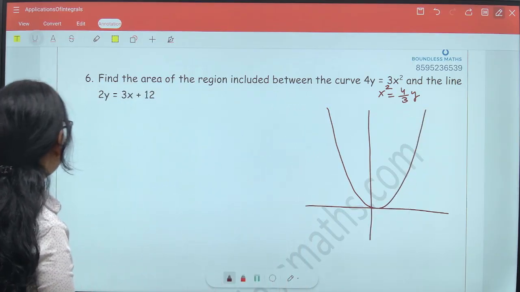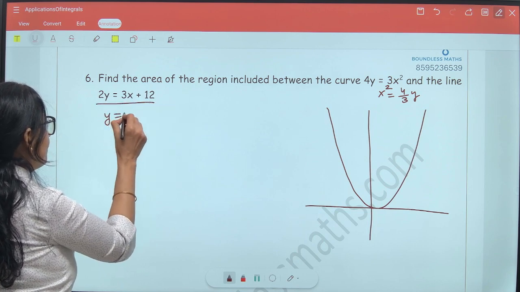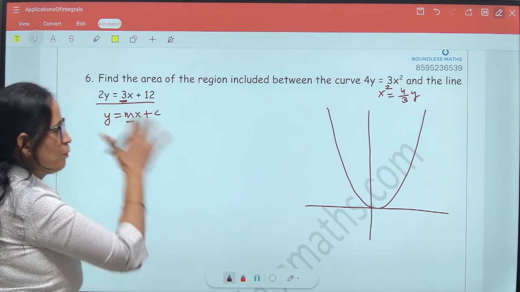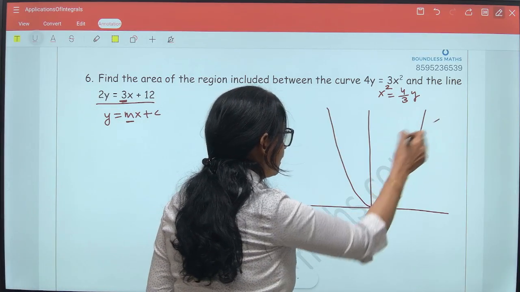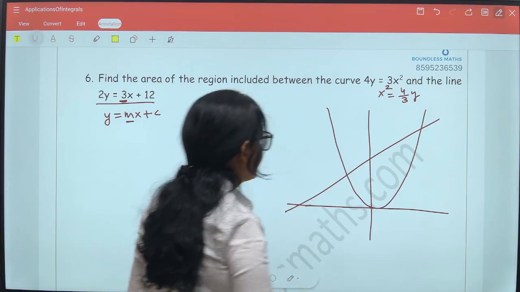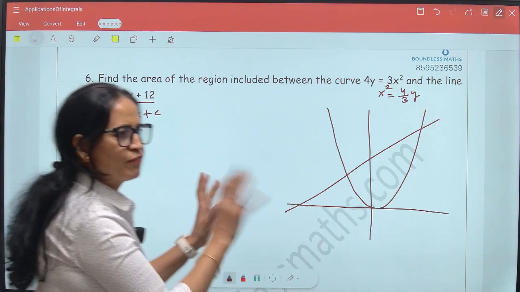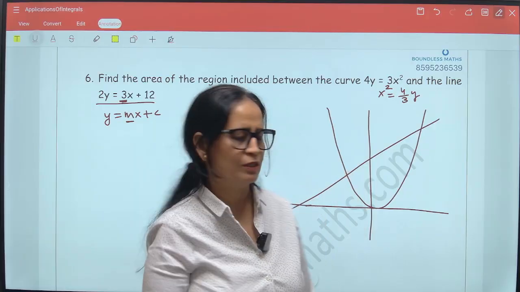Now the equation of the line 2y is equal to 3x plus 12. Compare it to y is equal to mx plus c. The slope of the line is positive. That means this line is going to somewhere intersect like this. It is making an acute angle with the x axis. Right? So just draw a rough figure. You need not find exact plotting points to plot the graph for all these curves.